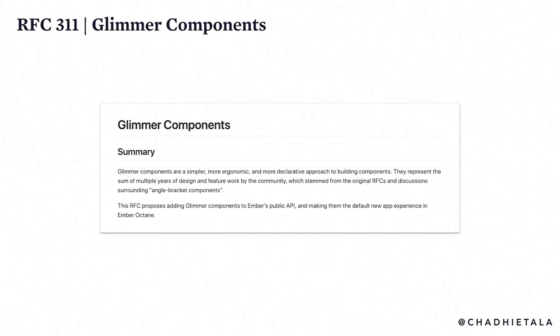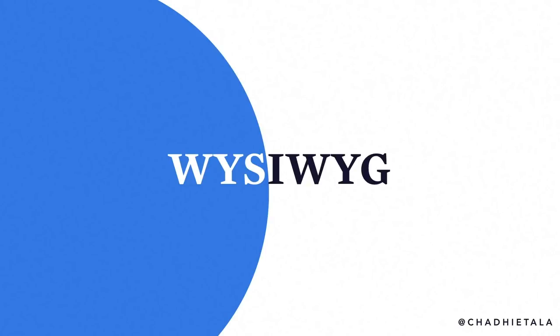Okay, so let's talk a little bit about Glimmer components. The biggest thing that's different about Glimmer components, from the templating point of view, is that the template you write for your component is WYSIWYG. So what you see in the template is what you're going to get in the DOM.